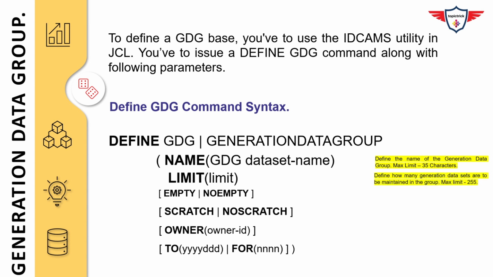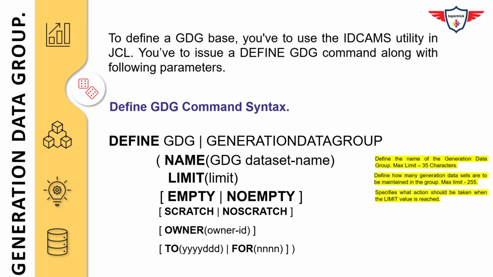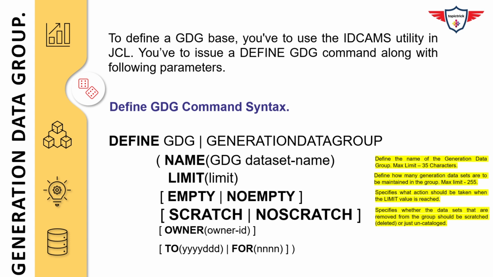Then you have to specify the limit, and the limit parameter is used to define how many generation datasets are to be maintained in a group. So at max you can have 255 generation datasets in a GDG base. The other two parameters that you normally code are the noEmpty and scratch parameters. NoEmpty means that the oldest generation should be removed from the group when a new generation is added, while scratch means that the removed dataset is actually deleted from the volume.